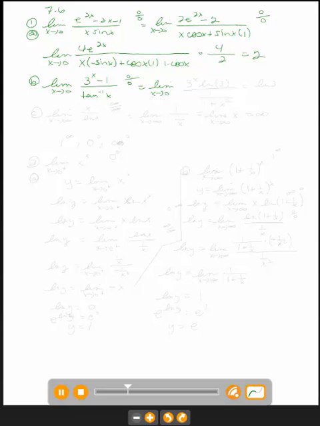The derivative of e to a variable, or 3 to a variable, was 3 to the variable natural log of the base over the arctan is the 1 over 1 plus u squared. And now if I plug in 0, 3 to the 0 is 1. I get natural log of 3 over 1, so natural log of 3.